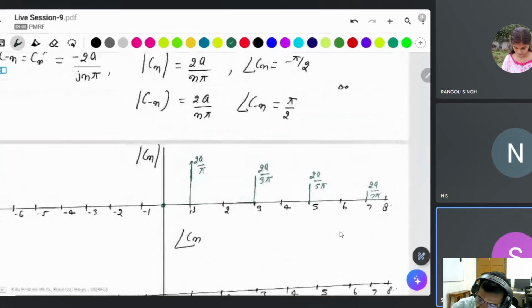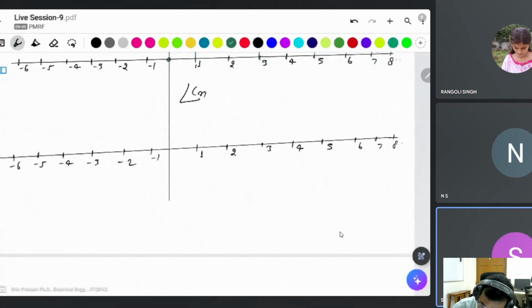The angle of all of these is minus 90 degrees, minus pi by 2. This is also minus pi by 2. This is also minus pi by 2. This is also minus pi by 2. The angle is tan inverse of dn by an.